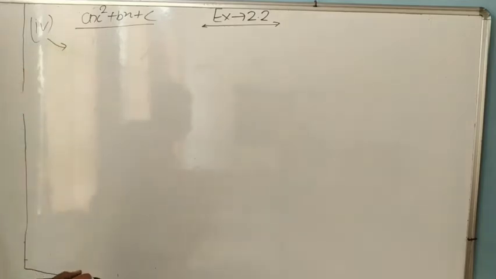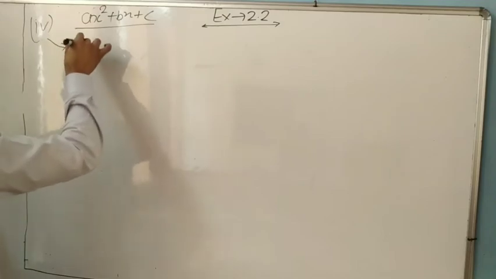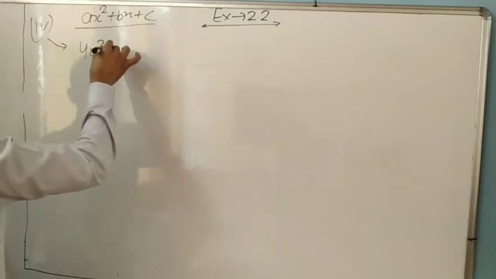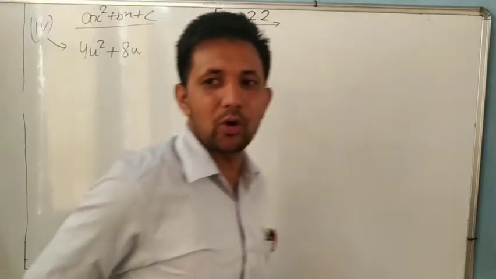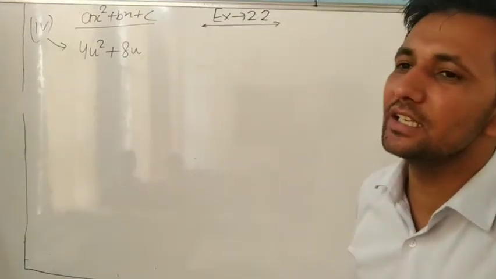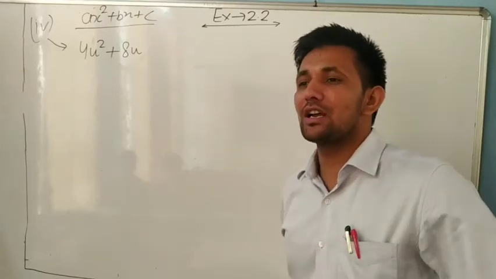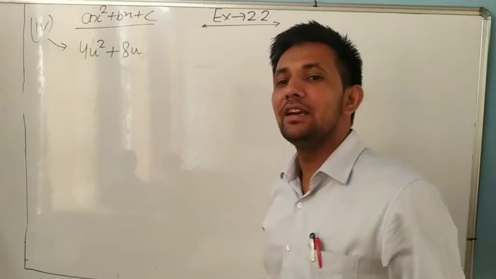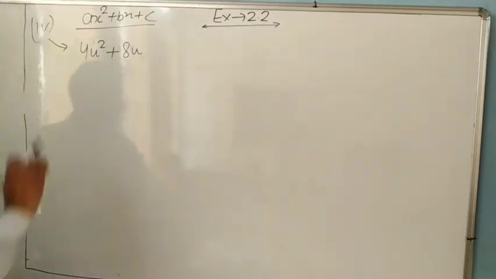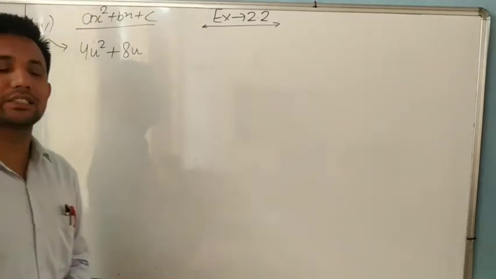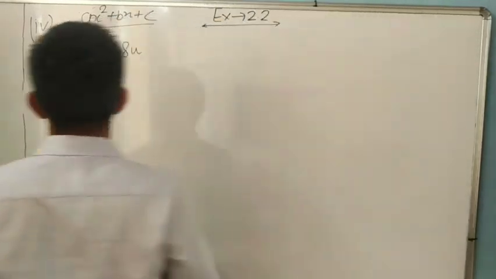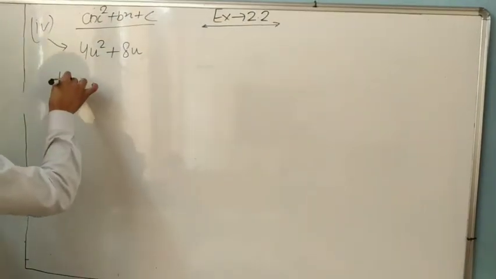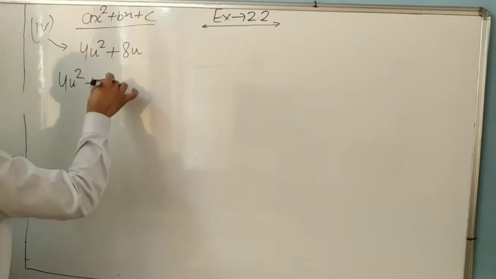Part number 4, first question: 4u square plus 8u. It is a quadratic polynomial and we have to find its zeros. First step, we have to arrange in descending order. They are already in descending order. Next step, if we want to find their zeros, we always equate to 0.